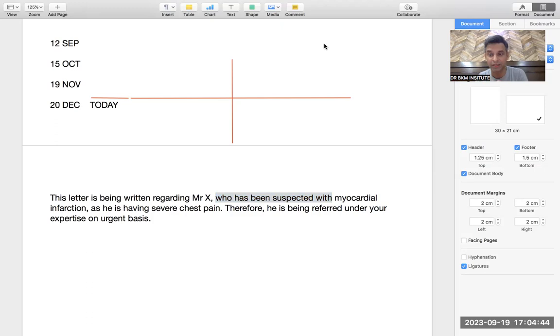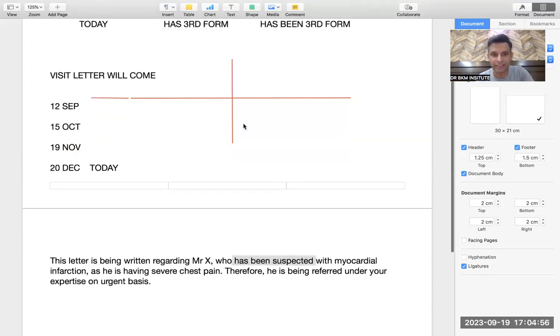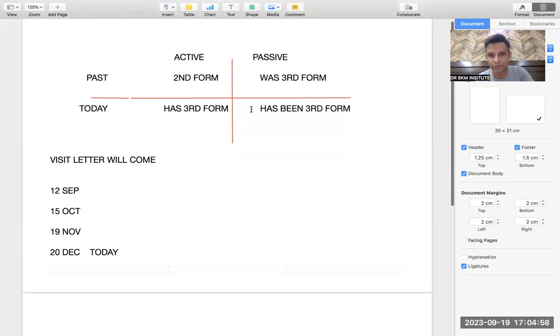What is the main thing? Why are you referring the patient? So in the visit letter, this is the only reason: why you are referring the patient. Because he is suspected with this. Has been plus third form. So that is where in the exam, before you start your exam, you will always write this thing. That's the first paragraph.